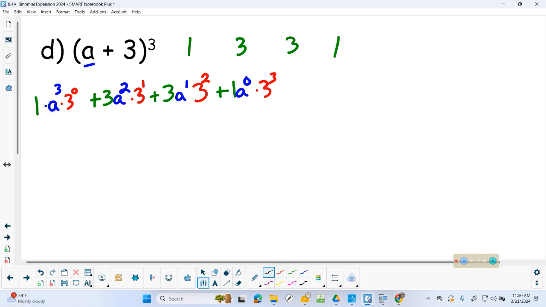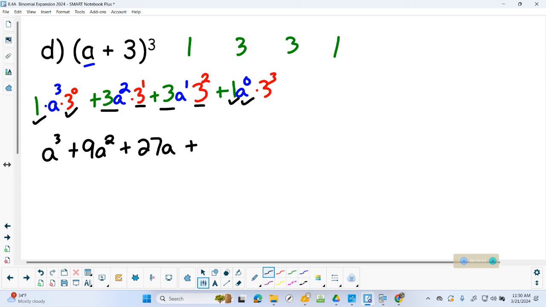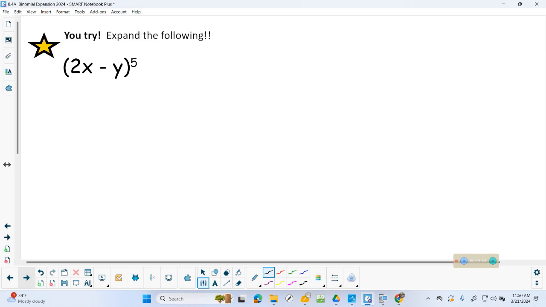I think we can evaluate this without a calculator even because we've got 1, 1. I'm not going to bother writing those, just A cubed. We know there's really a 1 in front of our A cubed. 3 times 3, 9. 3 times 9, 27. A to the 1st. 1, 1, and we know 3 cubed. Hey, that wasn't so bad. Whew. All right, you are up, my friends.